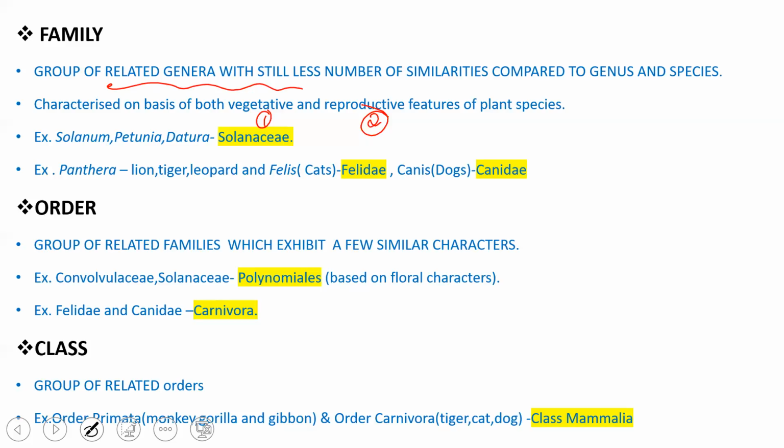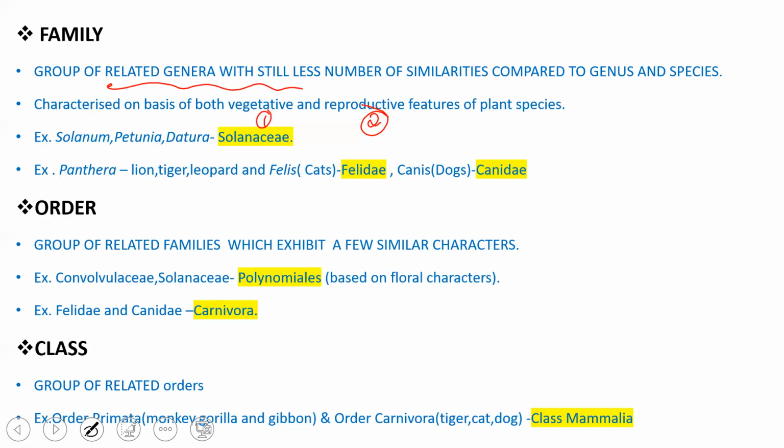Reproductive growth starts from the budding of small buds at the lateral or terminal branches that may bloom into flowers, which transform into fruit, the fruit which consists of the seeds and then the cotyledon. So all these are the reproductive features of the plant species. So when we have to distinguish a family, we will be looking into these two features: the vegetative and the reproductive features of plant species. So let us look into some examples now.